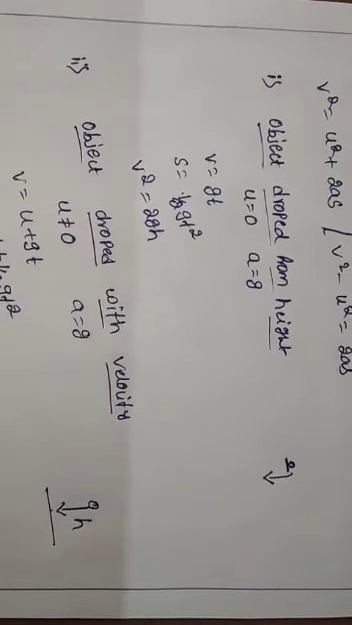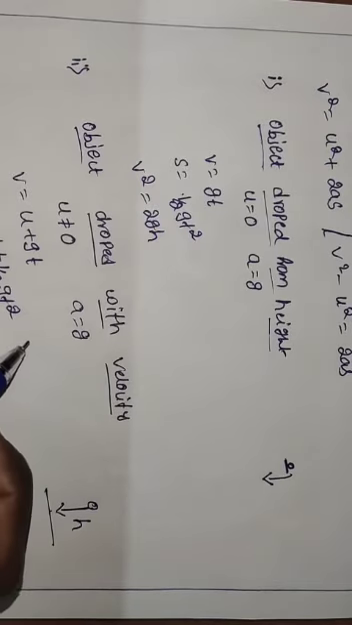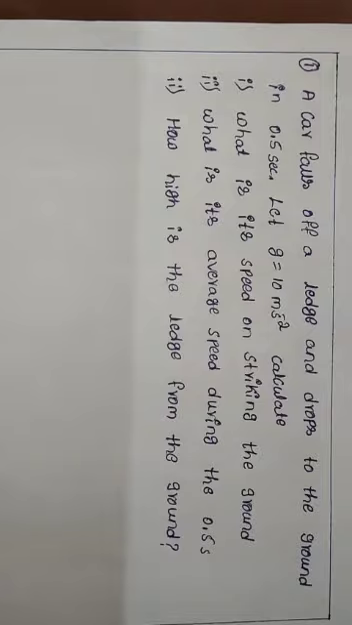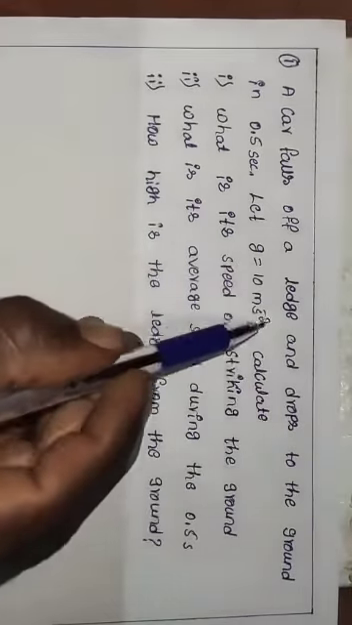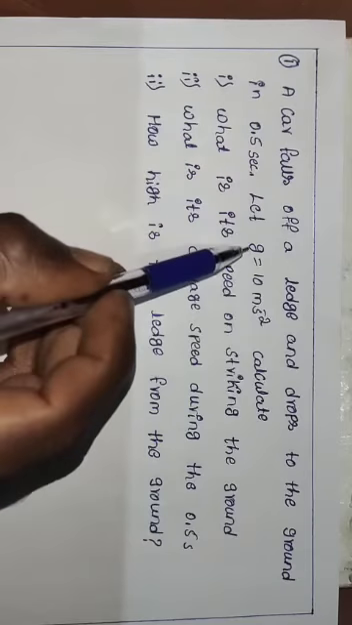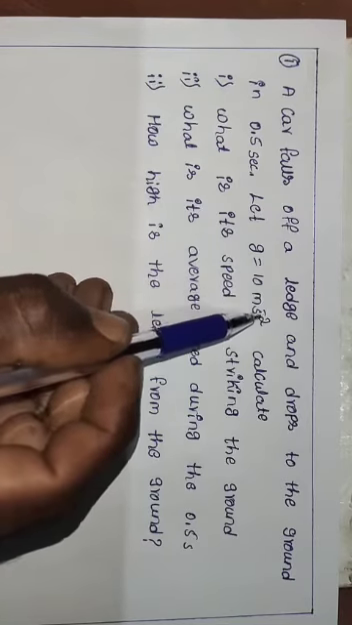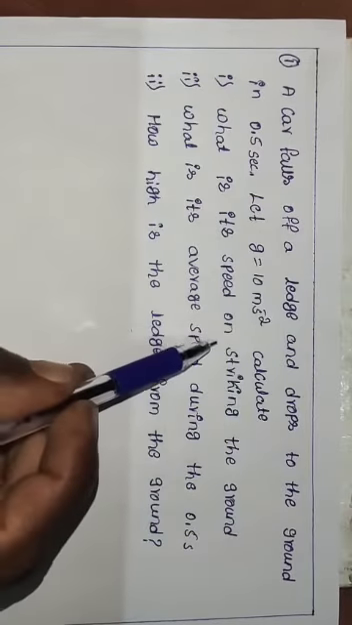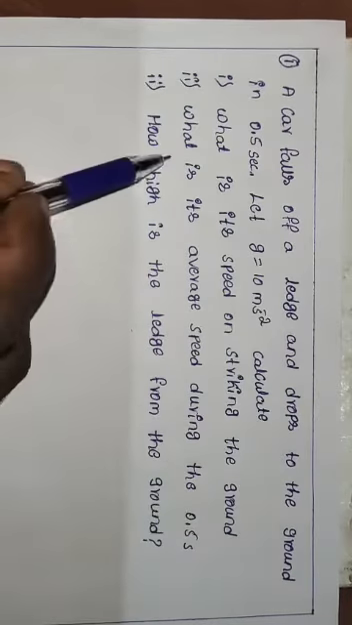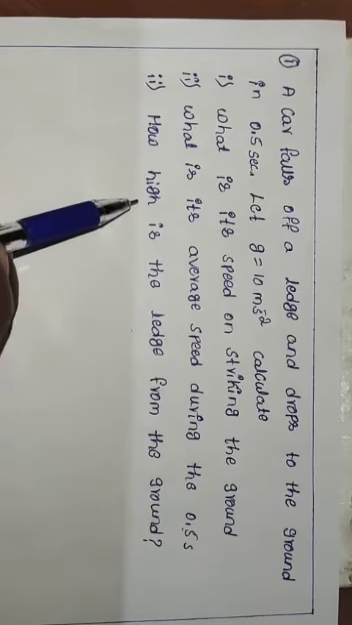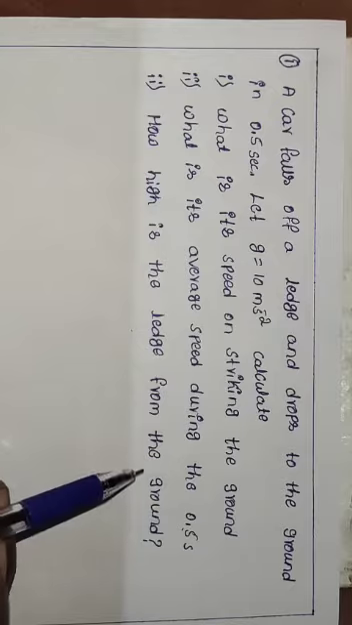In this class we shall solve some of the problems based on these equations. The first problem: a car falls off a ledge and drops to the ground in 0.5 seconds. Let g be equal to 10 meter per second square. Calculate, first, its speed on striking the ground, then its average speed during the 0.5 seconds, and how high the ledge is from the ground.